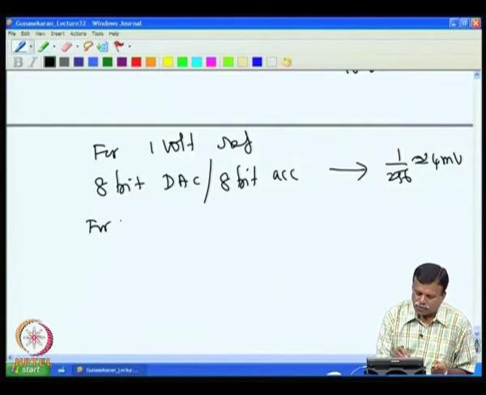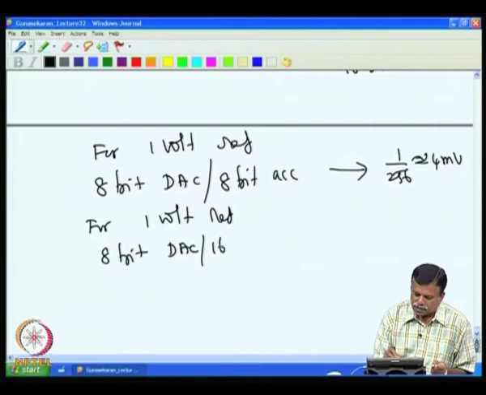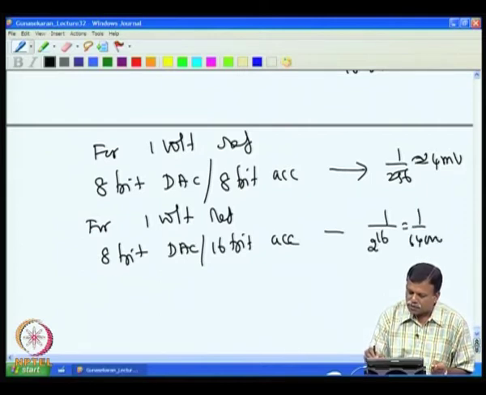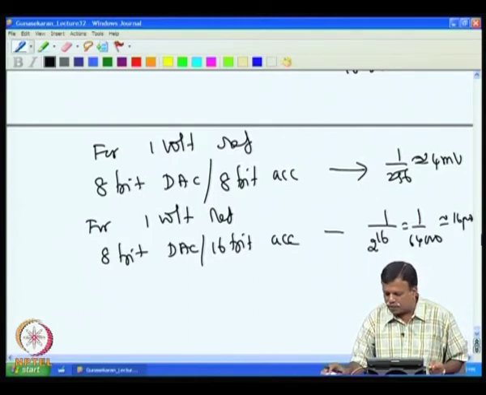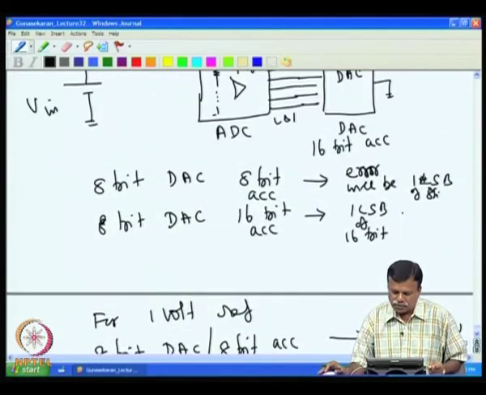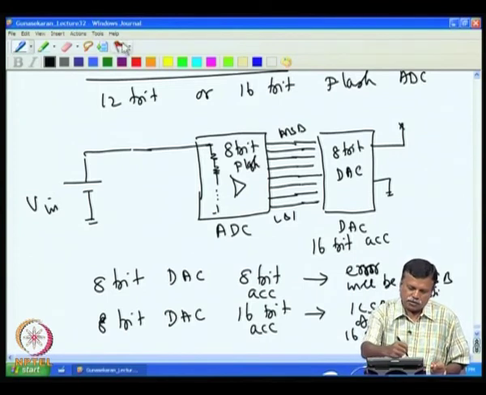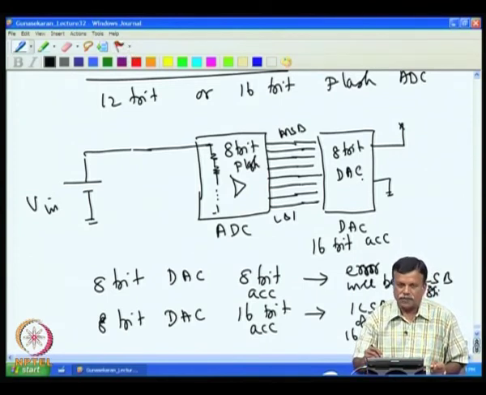For the same 1 volt reference, an 8 bit DAC with 16 bit accuracy, the error will be 1 in 2 power 16, that is 1 in 64,000, roughly 16 microvolt. So, that is the meaning of an 8 bit DAC with 16 bit accuracy. So, we have a DAC here which is more accurate than the normal 8 bit DAC. It is an 8 bit DAC, but it is accurate to 16 bit.